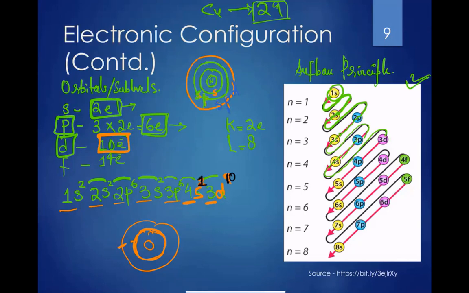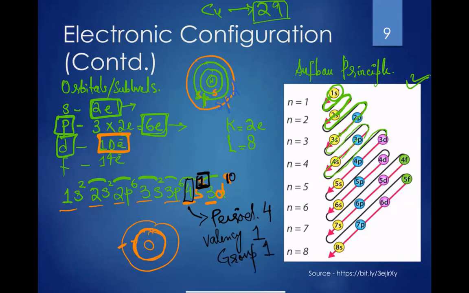Now what is the outermost orbit? It's 4. That means the period of copper in the periodic table is 4. What is the number of electrons in the outermost shell? It is 1. That means it has a valency of 1, and it also belongs to group 1 in the periodic table.